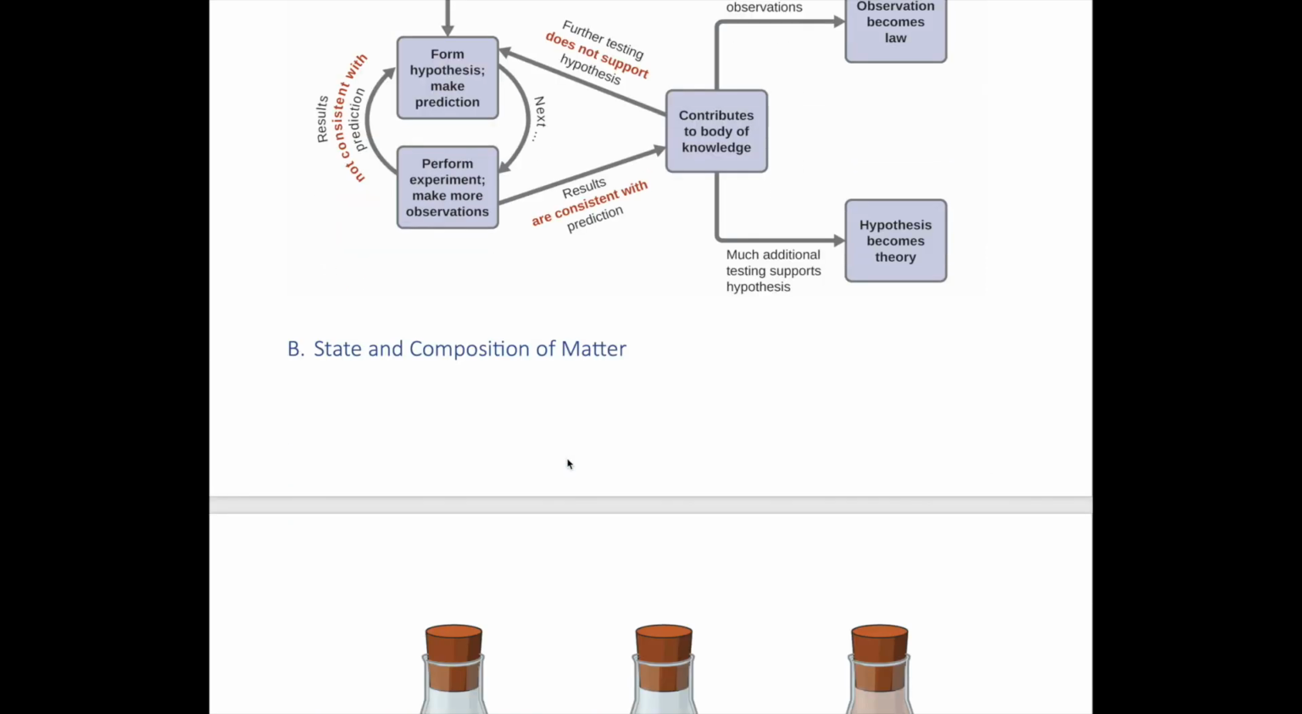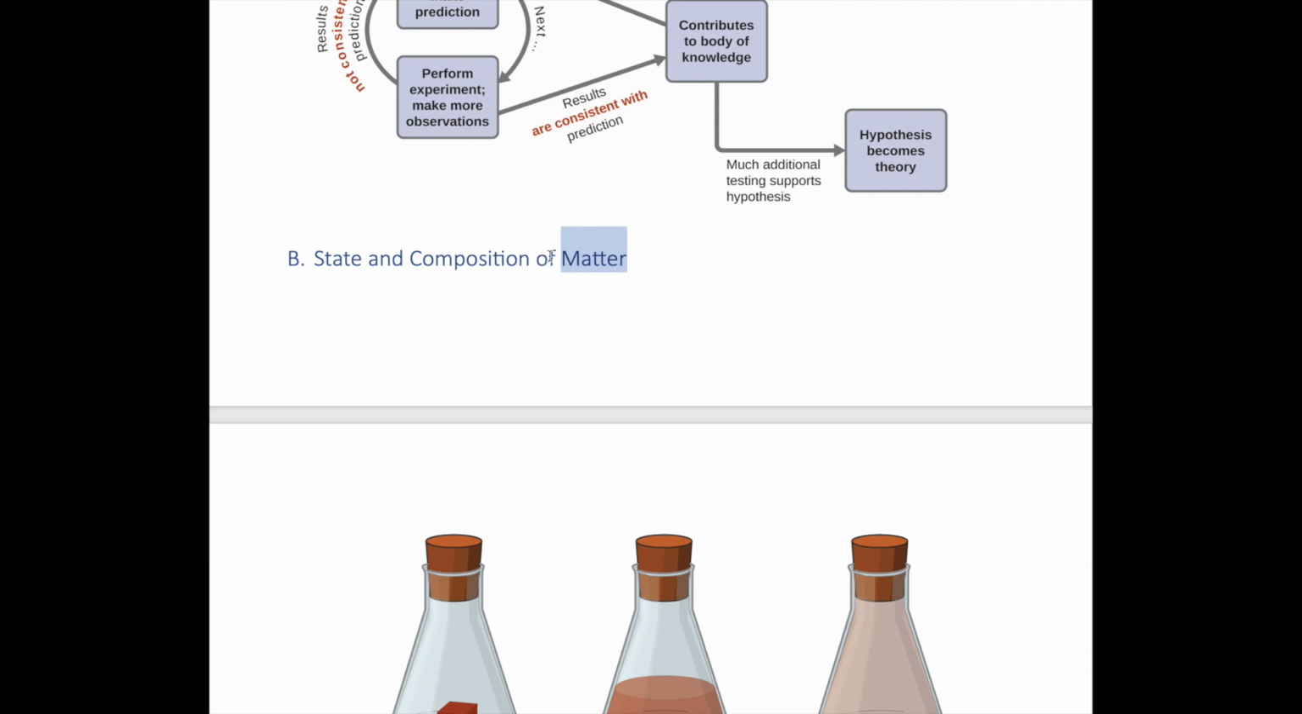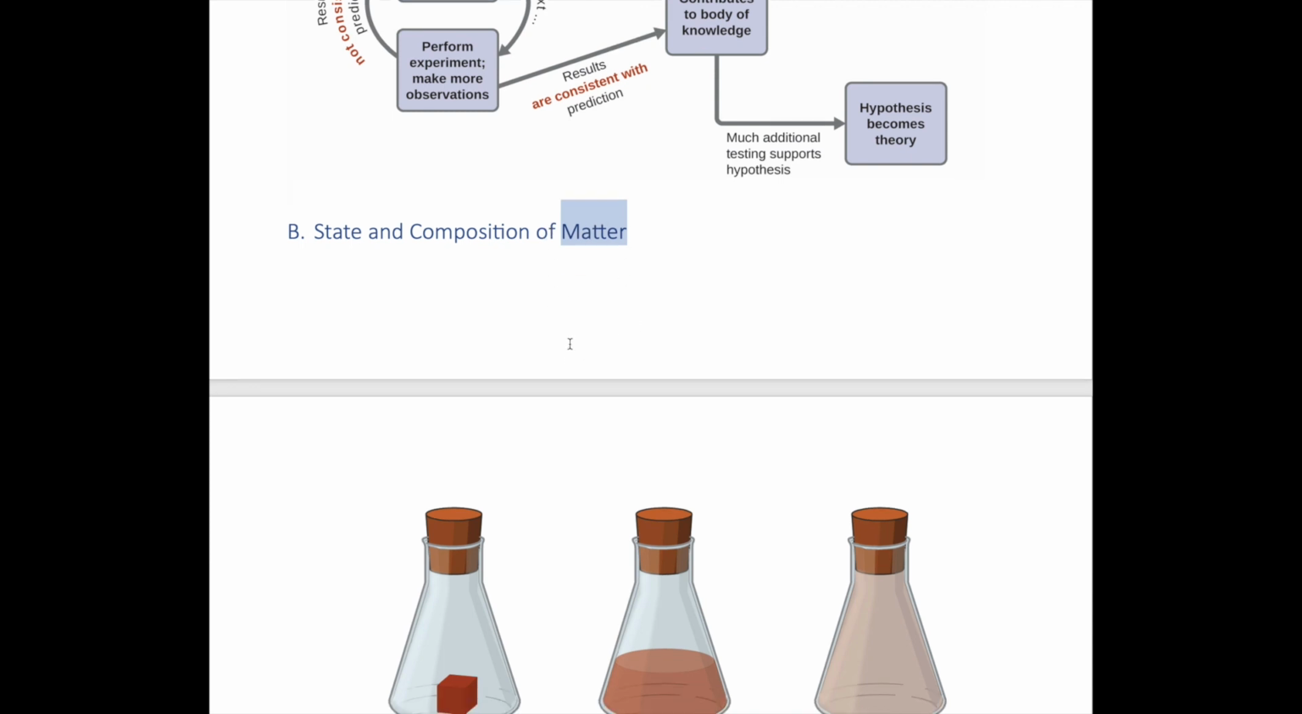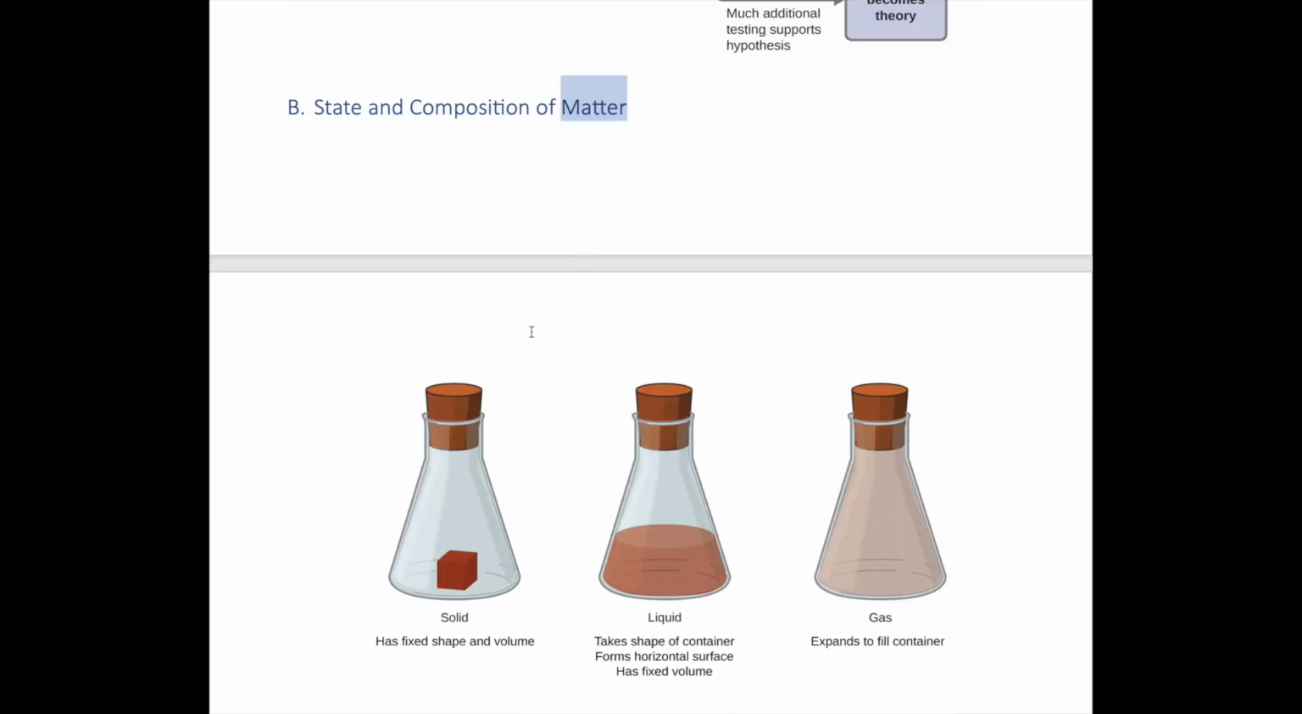In chemistry, what we study is something called matter. And matter is everything that is around us except for light. The air around you, the table that you have your computer on, the water or soda that you drink while you're listening to the video. All of these are examples of matter.